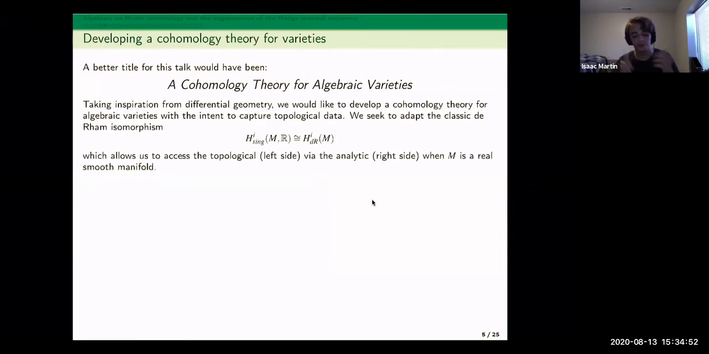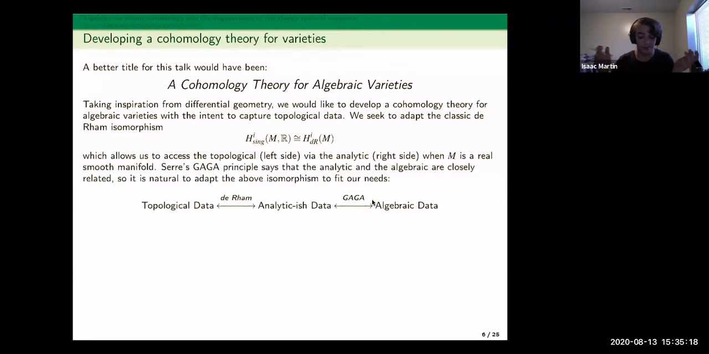In differential geometry, we have this very nice de Rham isomorphism, which tells us that, at least for real smooth manifolds, we have an isomorphism between singular cohomology and de Rham cohomology. And I like to think from a higher level perspective of singular cohomology as something that's sort of topological-ish, and de Rham cohomology as something that feels more analytical. So that's nice. And then there's something called Serre's GAGA principle, which tells us that algebraic geometry is very closely related to analytic geometry.